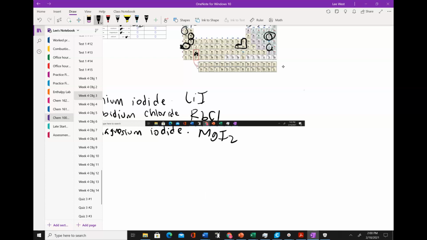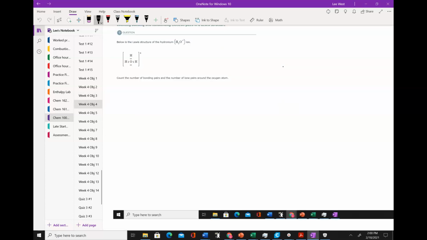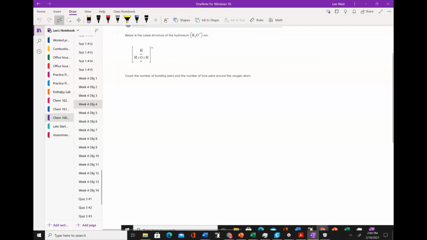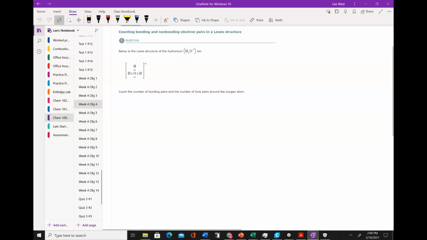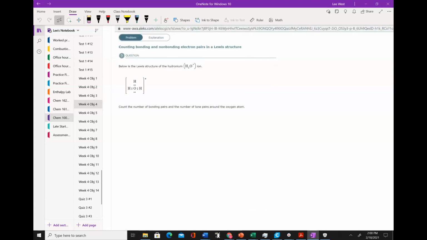Alright, let's move on to number 4. Below is the Lewis structure of the hydronium ion. Count the number of bonding pairs and the number of lone pairs around the oxygen atom. So the important thing here is that they're asking about pairs of electrons, and they're also asking about the oxygen atom. So they're not asking about individual electrons, they're asking about pairs.